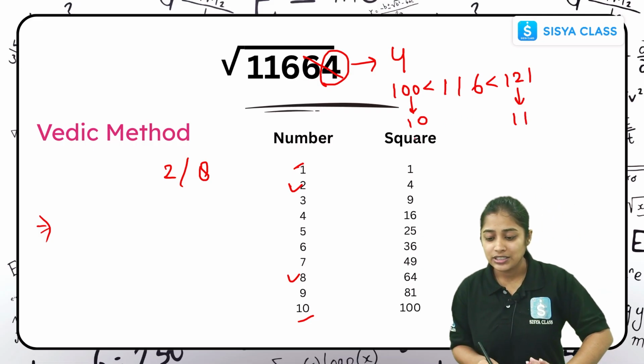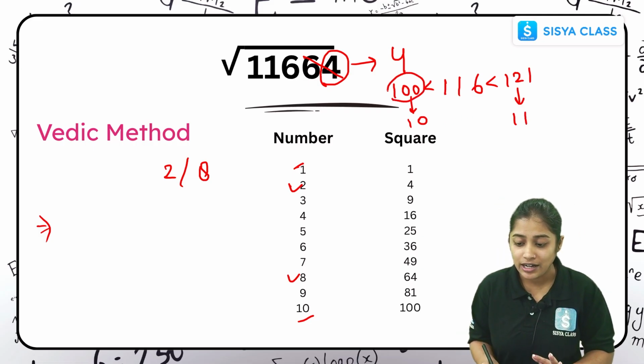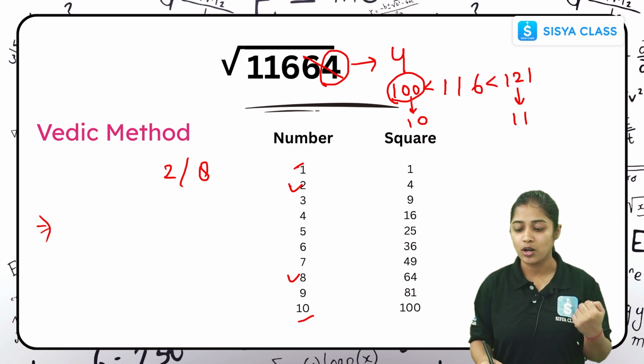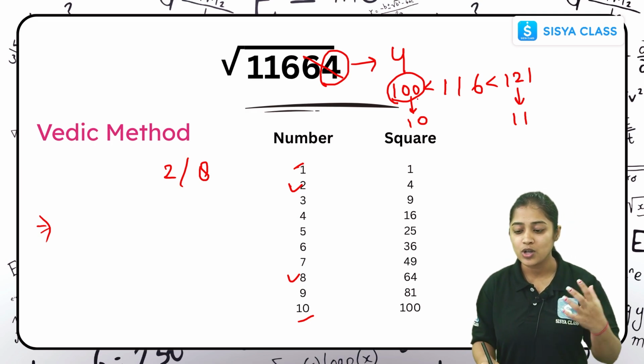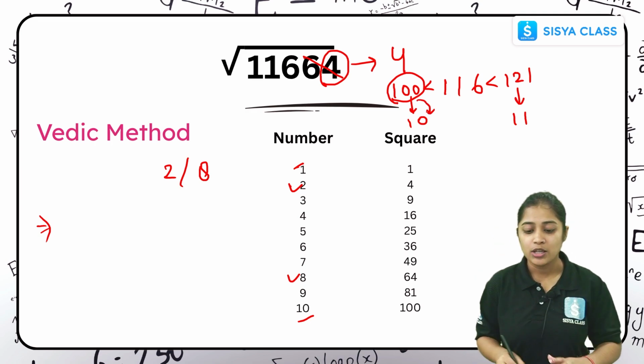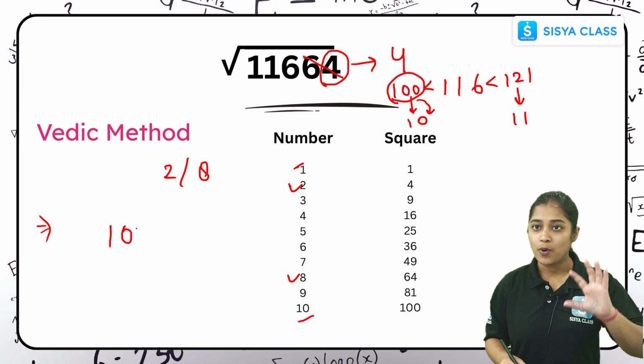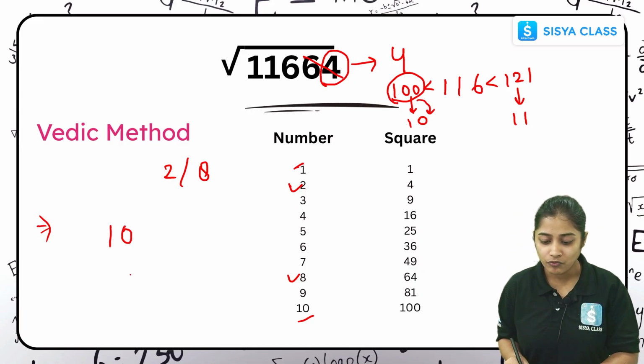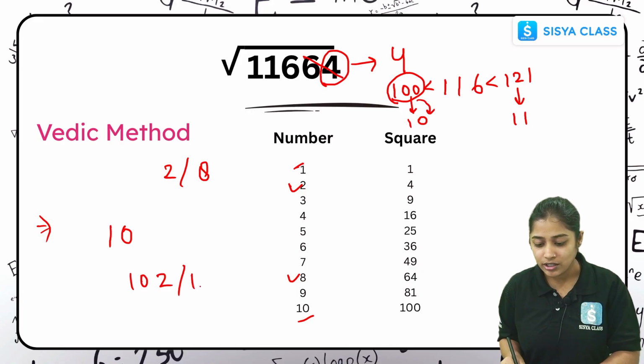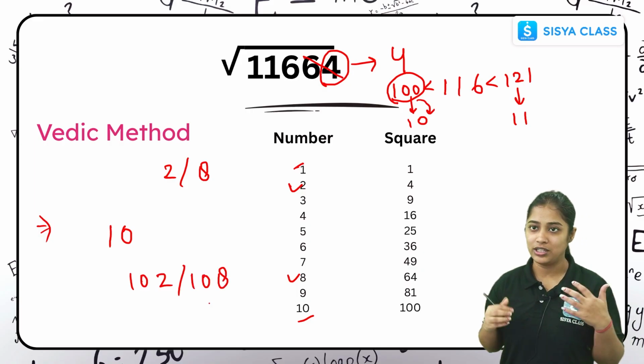Now after this, I will see which square number is smaller. So here 100 is smaller, right? So I will take its square root. So 10 is my tens digit here, okay? Now, the possibilities for the square root are 102 and 108. So these are the possibilities, right?